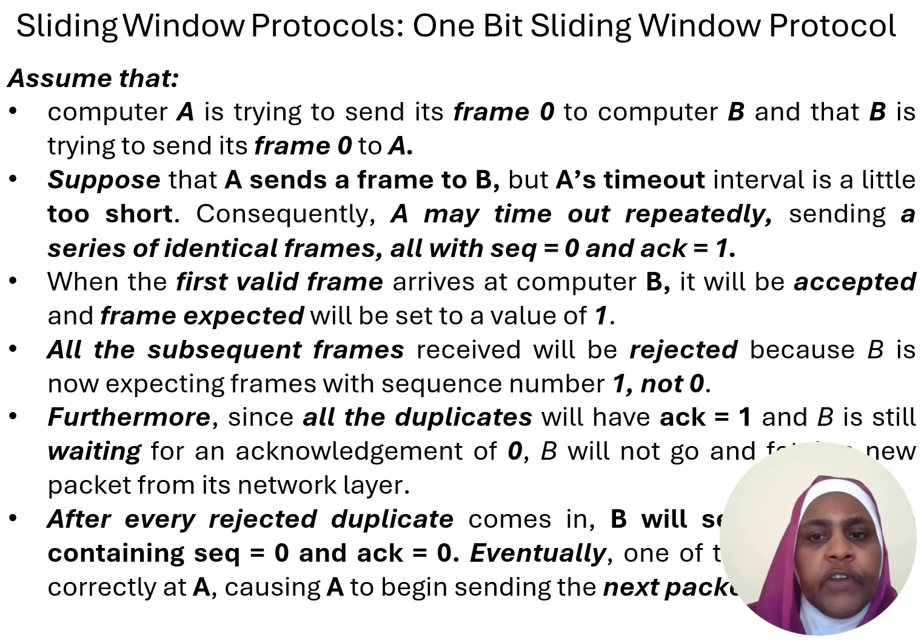When the first frame reaches B, it will be accepted. All the subsequent frames will be rejected because B is waiting for frame 1, not 0. Furthermore, all the duplicates have acknowledgement 1 and B is still waiting for acknowledgement 0. B will not get its next frame until one of the acknowledgements reaches A, causing A to get its next frame and send it to B with the right acknowledgement. The protocol will be in a loop.